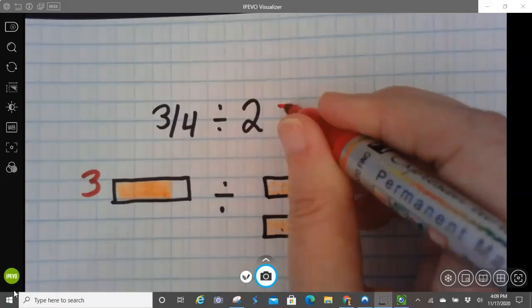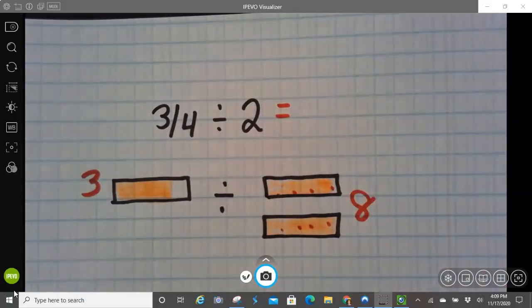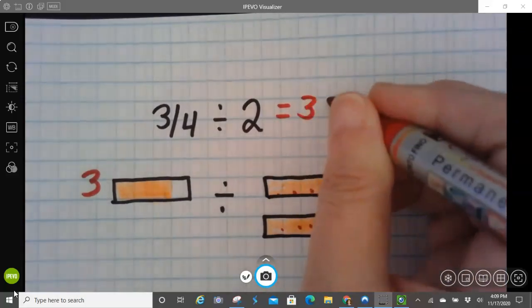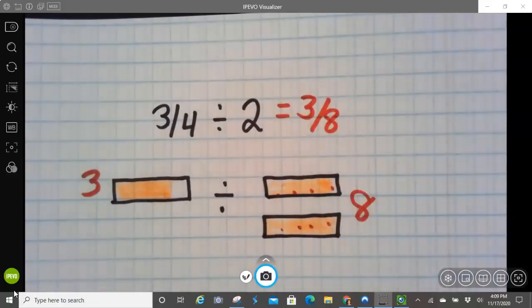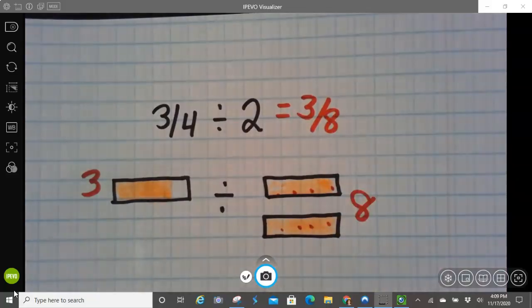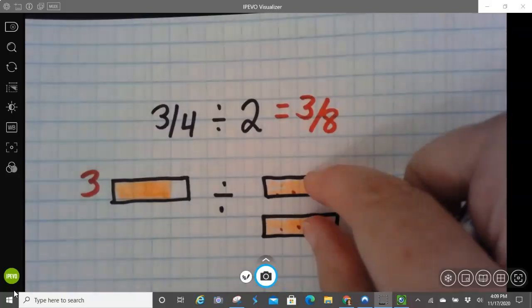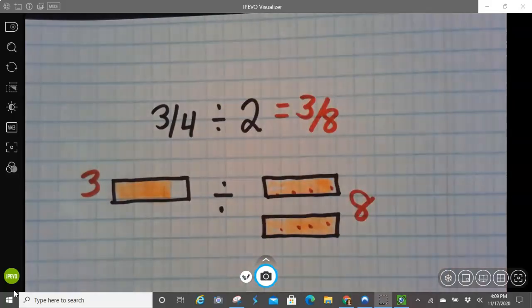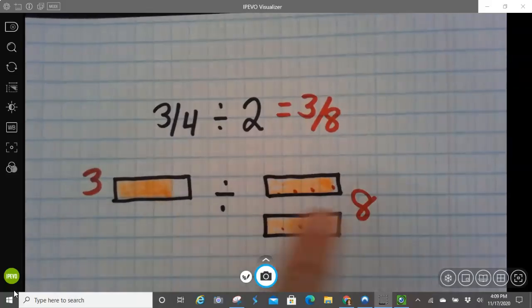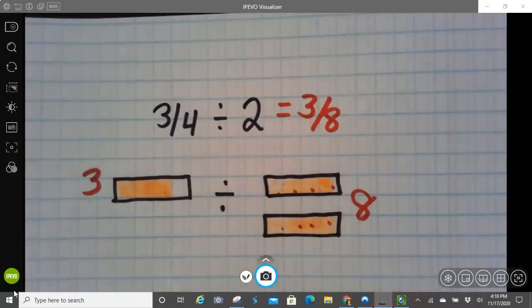So that means 3/4 divided by 2 is 3/8. This 8 doesn't fit into the 3 evenly. It's going to go less than 1, and it's going to be 3/8. So I hope that helps you with models. Like I said, there are other ways to model. Honestly, that's probably not the method I would choose to do that one, but it does work.